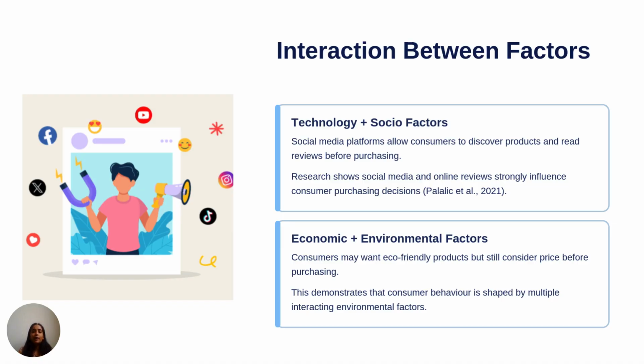Interaction between these factors. Consumer behavior is usually influenced by several factors at the same time. For example, technology and socio-cultural factors work together when people discover products on social media and read reviews before buying. At the same time, economic and environmental factors also interact because consumers may want eco-friendly products but still think about price and affordability. This shows that purchasing decisions are shaped by multiple environmental influences rather than just one factor.